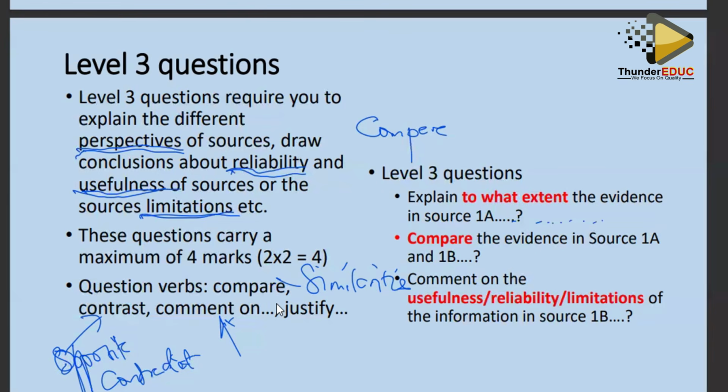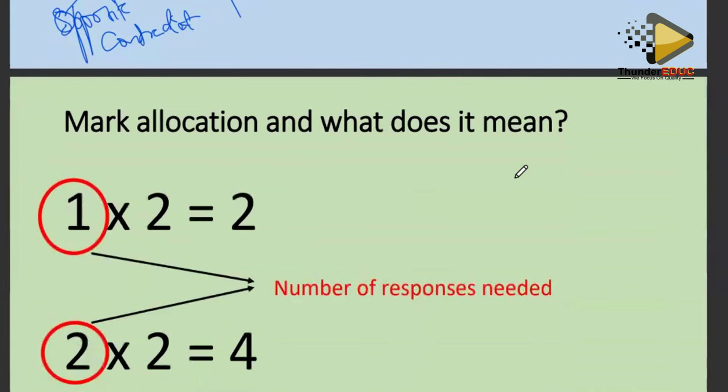And also reliability. Can we say this source is telling us the truth of the event that happened? Can we rely on this source as the truth? Can we trust this source? Limitations. What information is missing in a particular source? Right. So we are going to look at them in detail, one after the other, as typical types of questions that fall under the source-based section. We have talked about that.